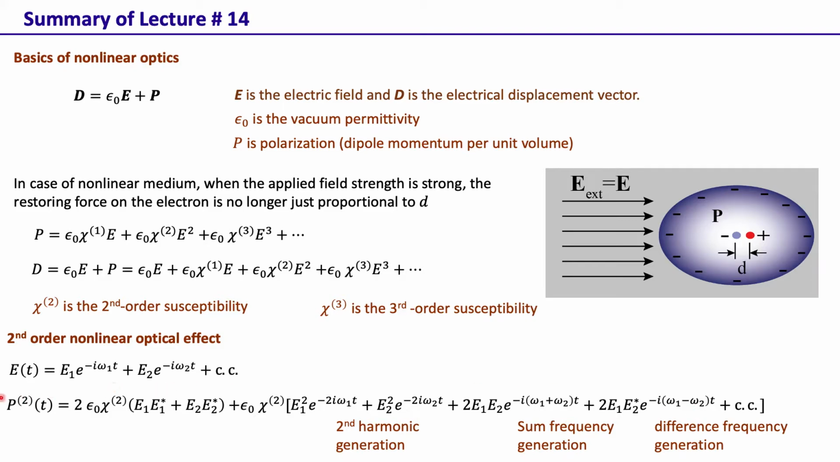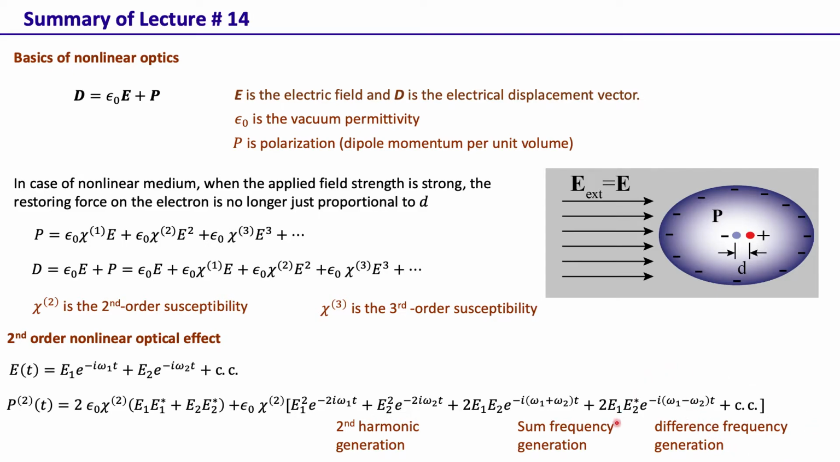So because of this non-linear effect, the second order non-linear effect, even though the external field has only these frequencies, the second order effect causes new frequencies to get generated: twice omega 1, twice omega 2, omega 1 plus omega 2, and omega 1 minus omega 2.